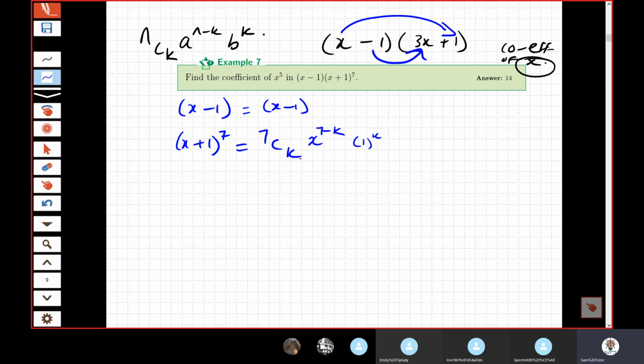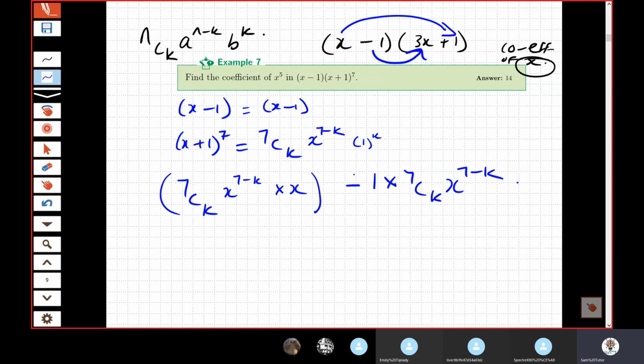Now think of the expansion of these two. What could happen? Well, it could have been x multiplied by this, so 7 choose k, x to the 7 minus k, multiplied by x minus 1 multiplied by 7 choose k, x to the power of 7 minus k, because this is at any point. And then obviously you're multiplying, so this multiplied by this.